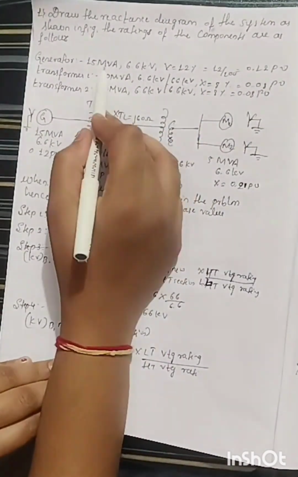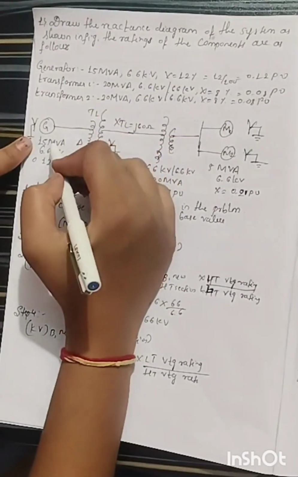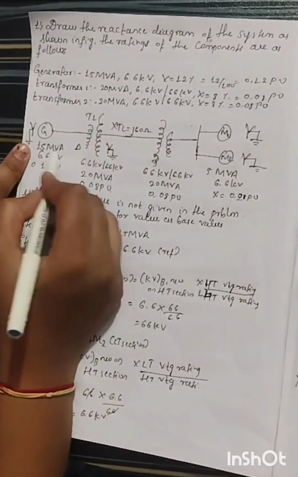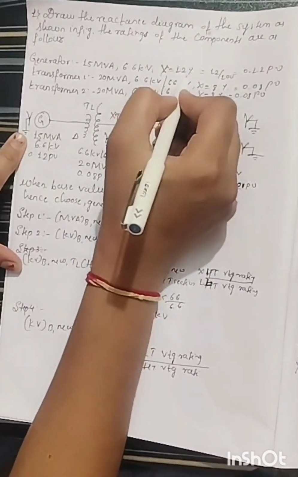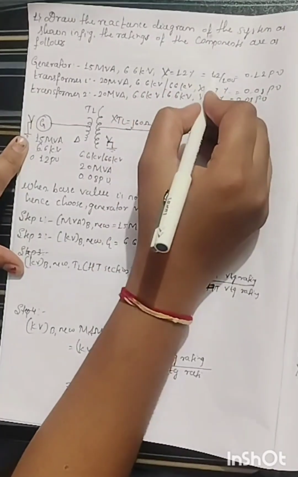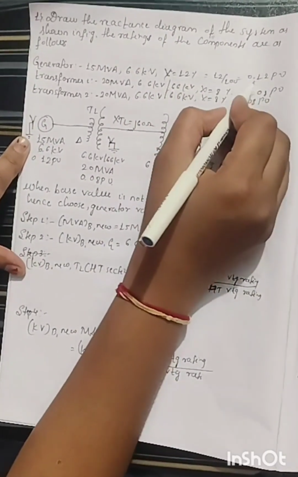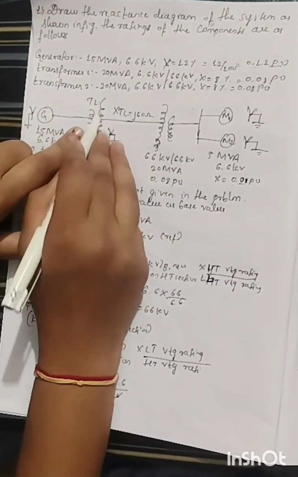Okay, so first whatever the data is given in the question, we need to note down. For the generator, they have given 15 MVA and 6.6 kV and they have given the X value as 12%. It is in percentage. We need to calculate in per unit, which means we need to do 12 divided by 100, that is 0.12 per unit.